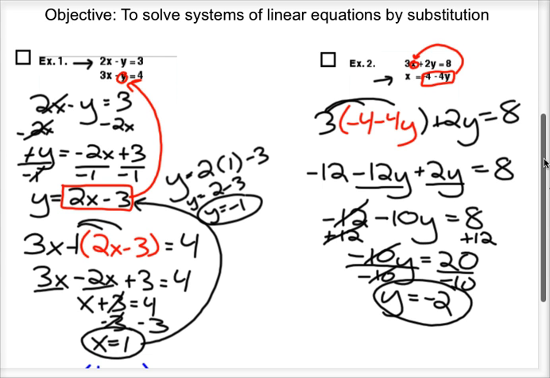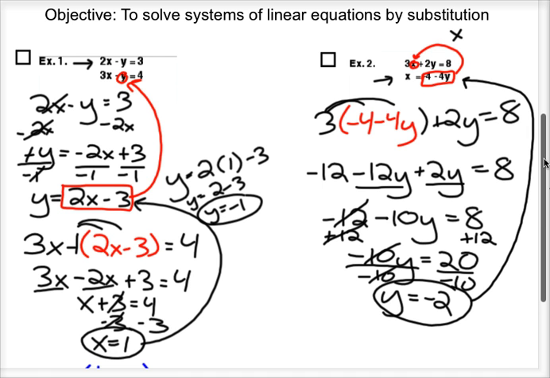So now we are part way there. I have one of my variables, but again, remember, we need both x and y to solve this system. So what am I going to do? Well, I'm going to take that y, and again, I'm going to plug it into that box that I made, because when I plug it in there, that is going to end up solving for x.